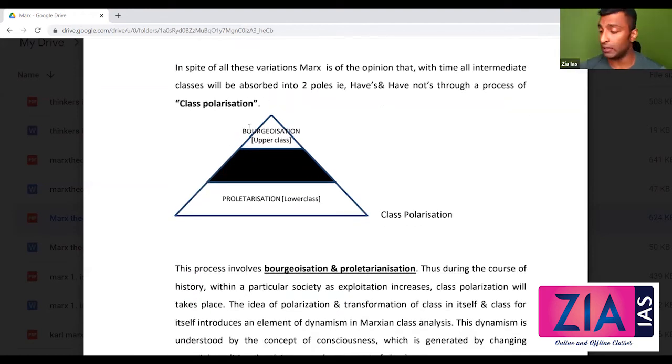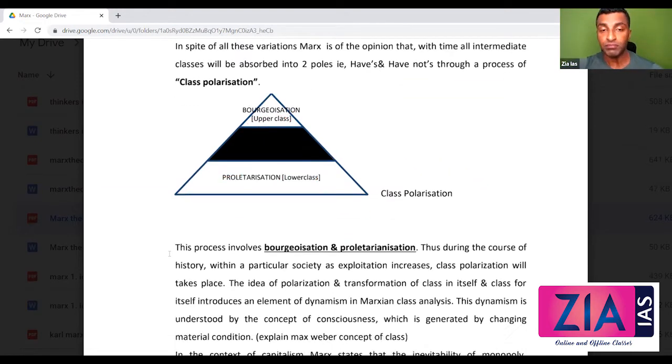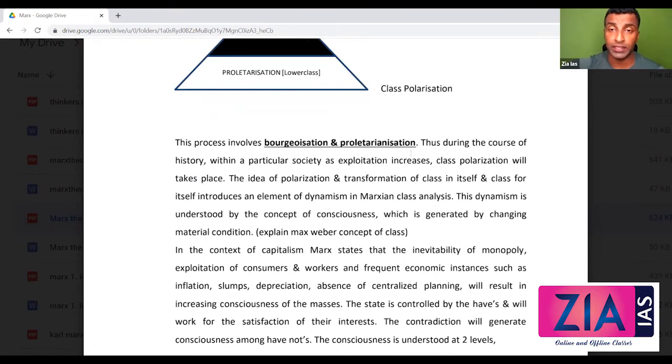I guess you can show it like this here. This is bourgeoisization. Just write upper class here, just write lower class here. This bourgeoisization you can write here, and this process, the proletarianization, you can write here. The entire process is what? Polarization. This process involves bourgeoisization and proletarianization. Thus, during the course of history within a particular society, as exploitation increases, class polarization will take place.